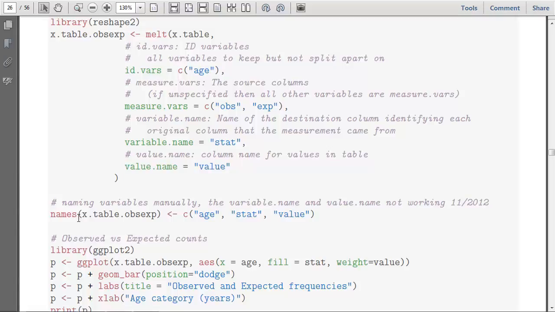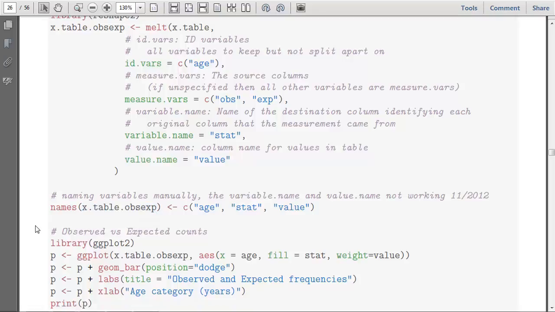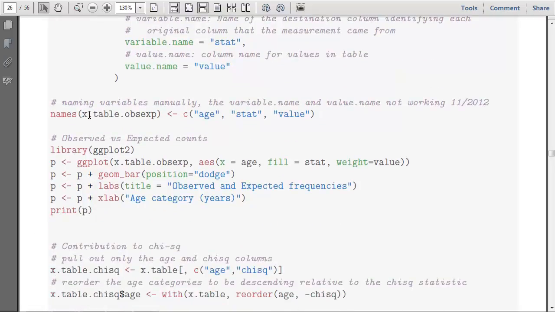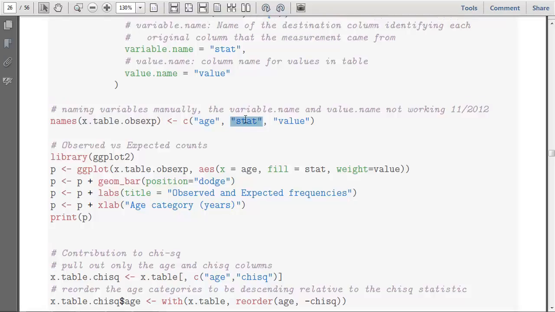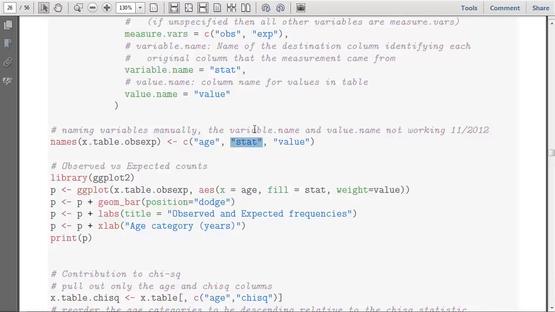All right, so one thing to do if you're following along with running this code at home is print out this object in your console and take a look at those columns. All right, so now we've got this table. It's got 3 columns. It's got the ages, which repeat twice. It's got the statistic, which is a list of the letters observed or expected, and then the values are in this third column. And we're going to plot, using ggplot, the data in this table.